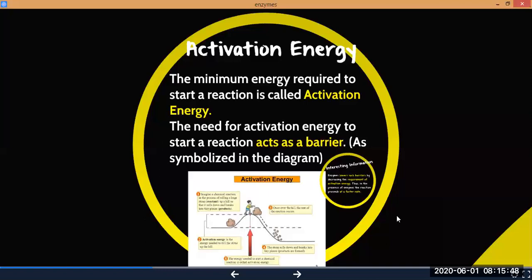This activation energy acts as a barrier. It's a hindrance to start a reaction. I mean, you have to provide energy to start a reaction, which is actually a hindrance for the reaction to proceed. So what does the enzyme do? The enzyme is actually lowering that barrier. The enzyme is lowering that hindrance.